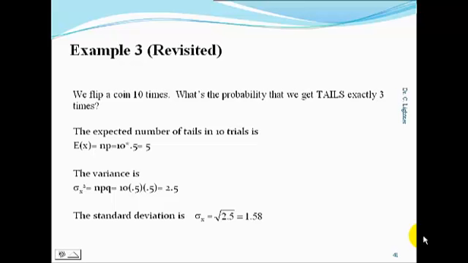The variance is equal to n times p times 1 minus p. So the variance for the number of times that we should get tails would be equal to 10 times p equals 0.5 times 1 minus p, which is also 0.5, is equal to 2.5. The standard deviation for the number of times that we should get tails out of 10 flips is equal to the square root of our variance, which is 1.58.